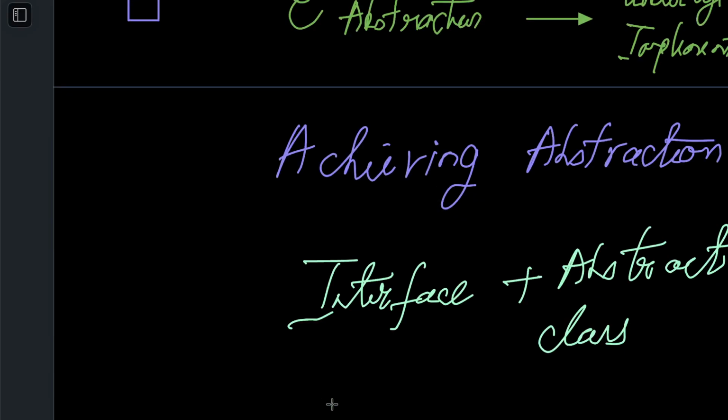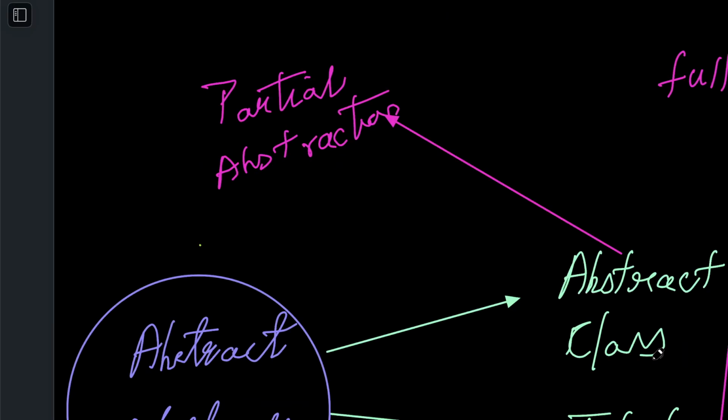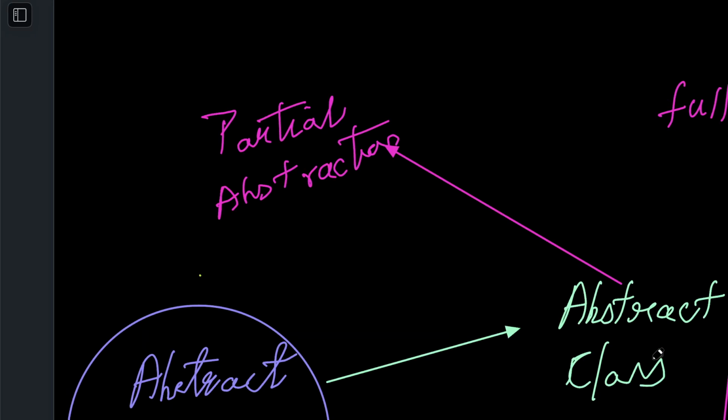Now, there are two ways to achieve abstraction. One is using an interface, and the other is using an abstract class. Now what is the difference between an abstract class and an interface? An abstract class will contain only an abstract class.